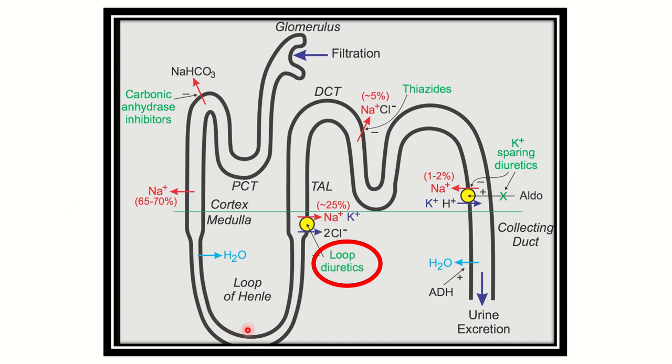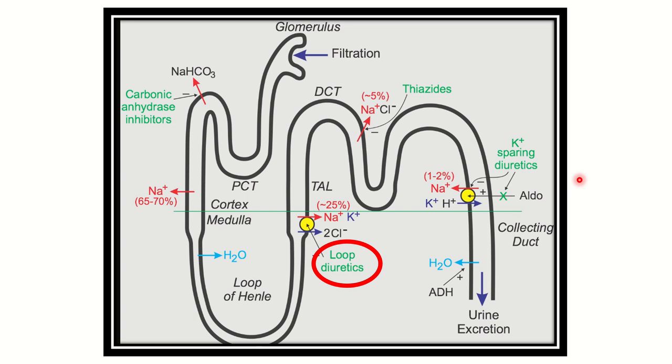Then here you can see loop of Henle. Actually in the loop of Henle there is no important diuretic. Then in the ascending part of the loop of Henle, diuretics work, here we can see this area. So loop diuretics work in the ascending limb of loop of Henle. Then in the third part, here we can see this is the distal convoluted tubule, and in the distal convoluted tubule the thiazide diuretics work. And finally in the collecting tubule or collecting ducts, the potassium sparing diuretics work.